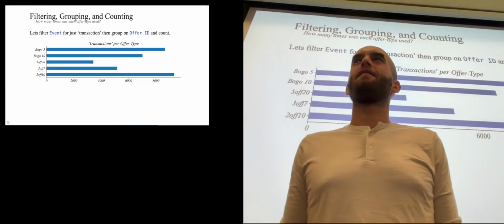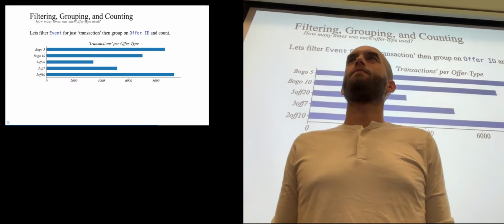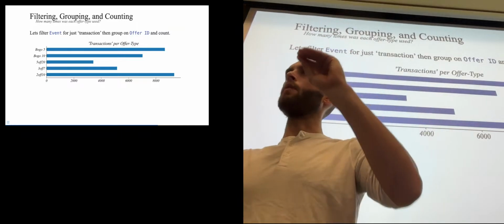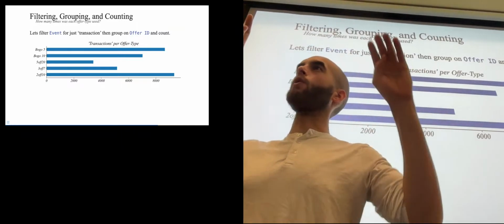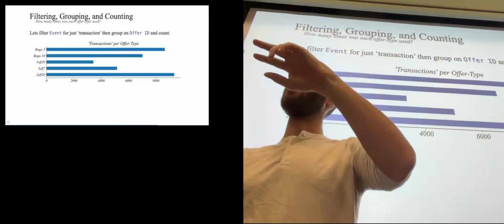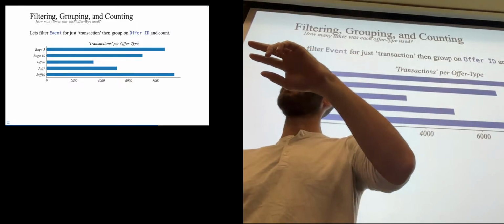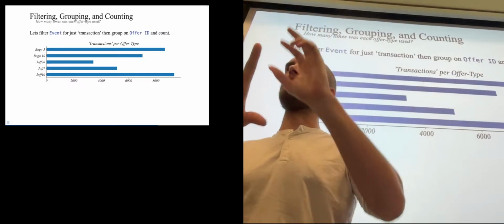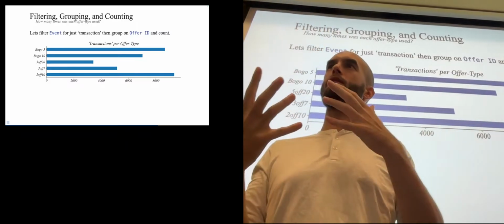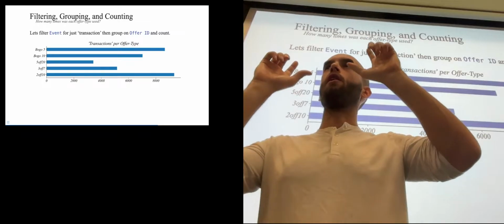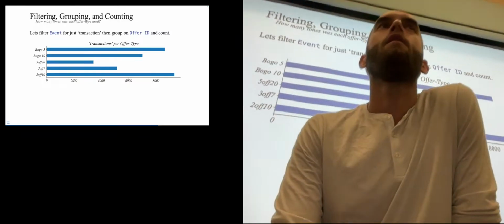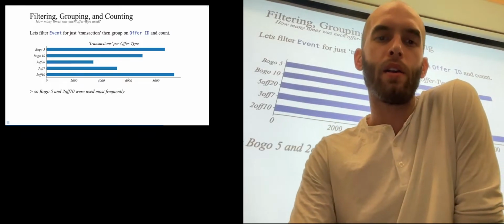Yes. Would it not just be transactions using the offer over total transactions? Okay, so we're going to look at not just the number of transactions, but we're going to divide that by the number of times the offer was sent. So the number of times that the offer was used divided by the number of times the offer was sent. So we have a base, and then we divide the number of transactions by that base.